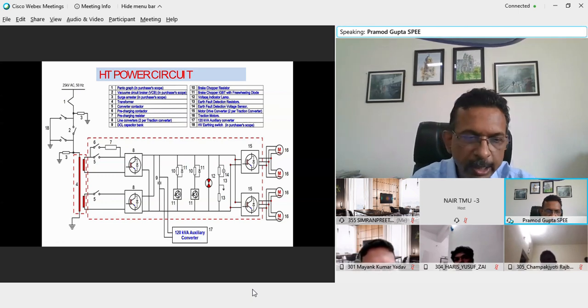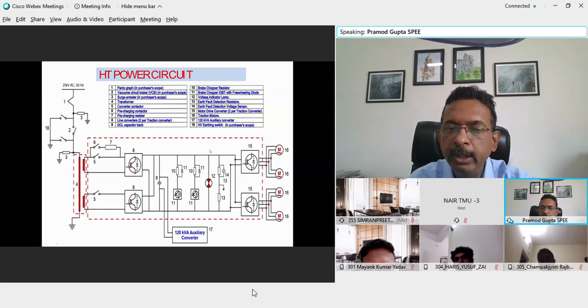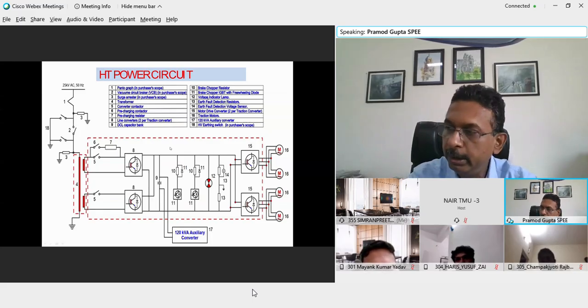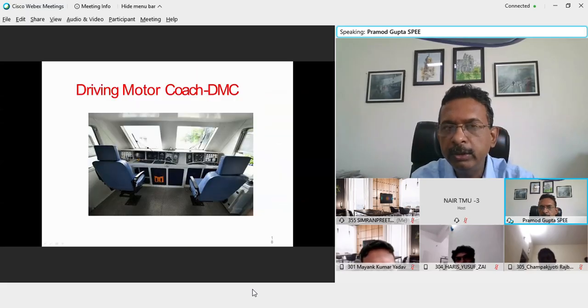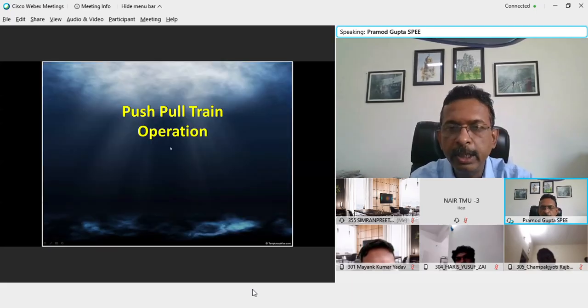The basic principle remains the same. It is only the rating which is different between the locomotive and the EMU. This is how the driving motor coach looks. Now, this is the last item which I am going to discuss in the class, that is the push-pull operation.